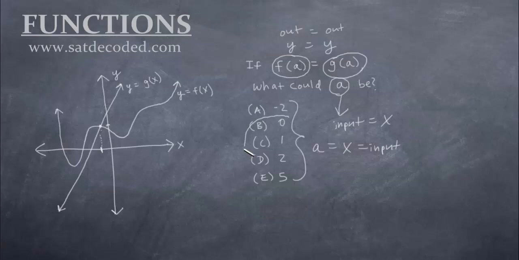Notice how all of these right here are on the wrong portion of the graph. 0, if x is 0, that's going to be right here. Here might be 1, here might be 2, and here might be 5. The only one that is negative, because it's on this side of the graph, is -2. So that's our only possible choice. We need something negative because it's on the left side of the y-axis, which represents negative stuff.